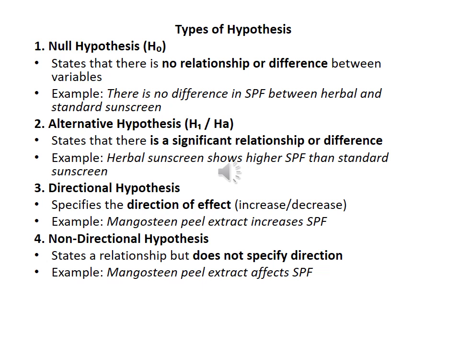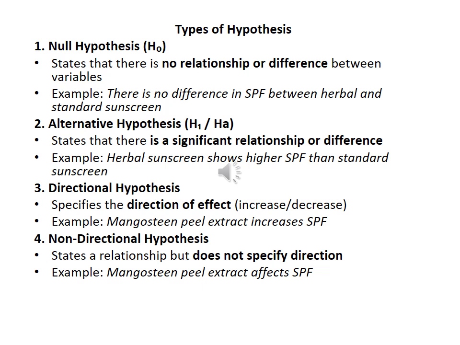Whereas a non-directional hypothesis states the relationship between the variables, but it does not show the direction. For example, mangosteen peel extract affects SPF. It says that this particular extract affects SPF, but it doesn't say whether it will improve SPF or decrease SPF. So this is called the non-directional hypothesis.